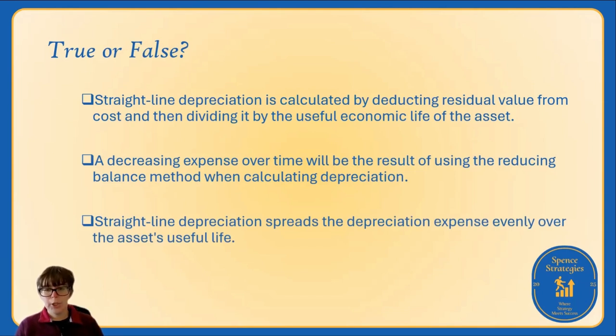And straight line depreciation spreads the depreciation expense evenly over the asset's useful life. Well, again, this one is indeed true, because what we do is we take the depreciation and calculate it based on the number of years we expect the asset to have a lifespan for, and we would just divide it evenly to get our depreciation charge each year, which we would expect to be of the same amount.